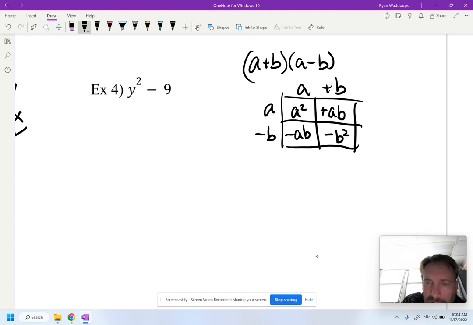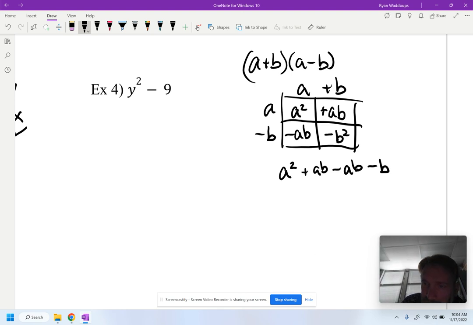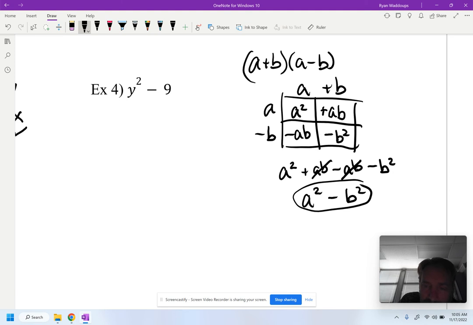And so when I combine all these together, I add the products together. A squared plus ab minus ab minus b squared. These two in the middle are like terms, but they're also opposites of each other. So if I take ab minus ab and I combine them, they cancel each other out. And you're left with a squared minus b squared. Now this is called a difference of squares. This is a squared is a square and b squared is a square, and difference means that they're being subtracted.